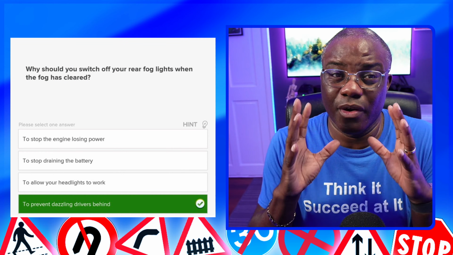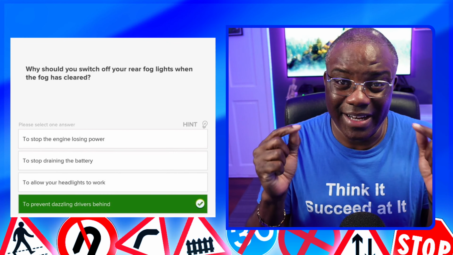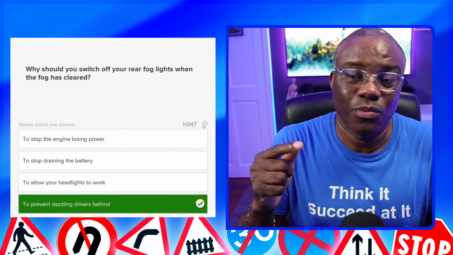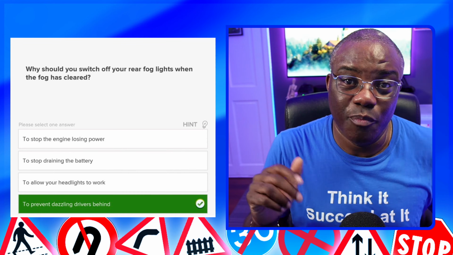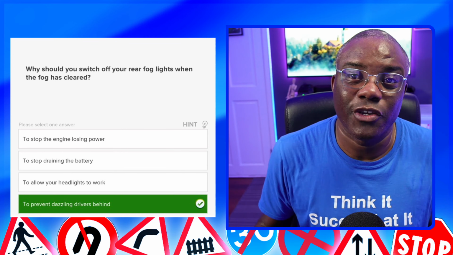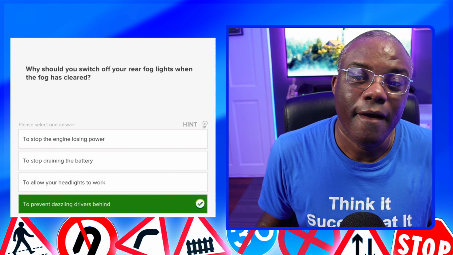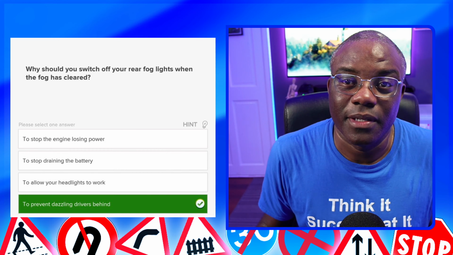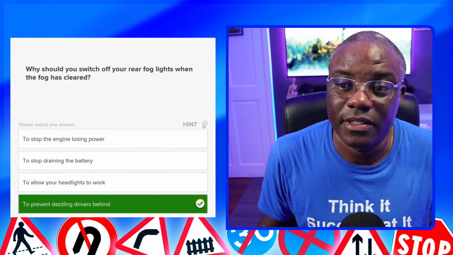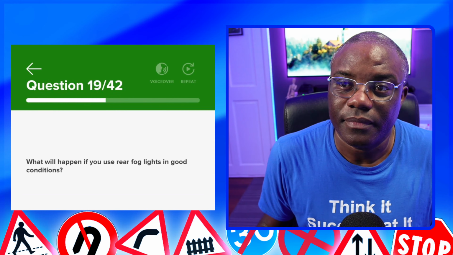So your rear fog lights are red. Your brake lights, if you didn't know, are red. So that's why when fog is cleared, turn it off, because like I said, from a distance, it looks like you're still braking. So that's why it can dazzle other drivers. So yeah, if the fog is lifted, it's clear, just turn off all your fog lights.